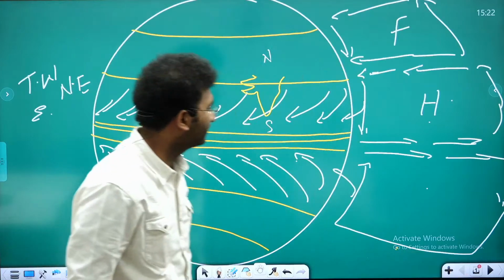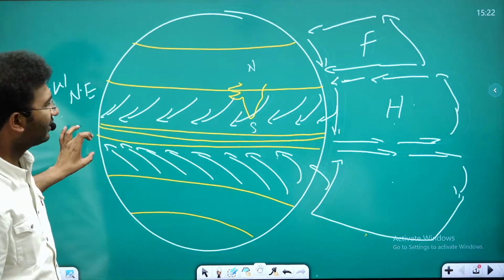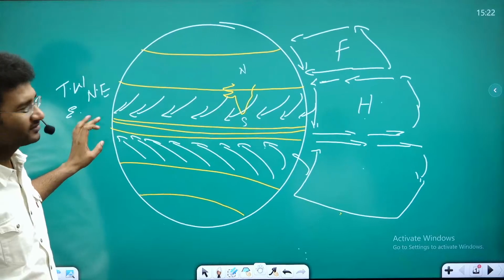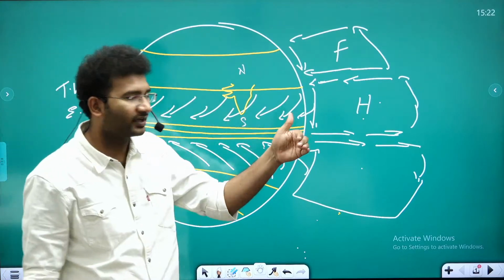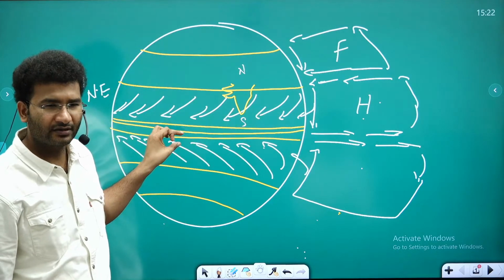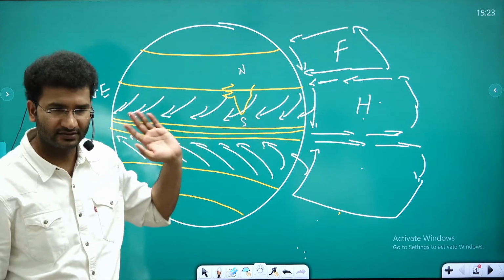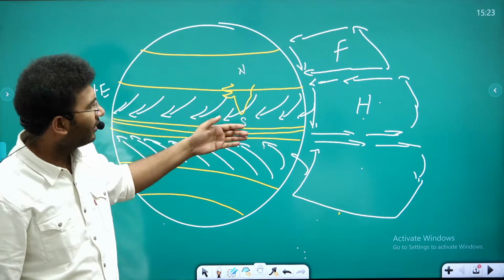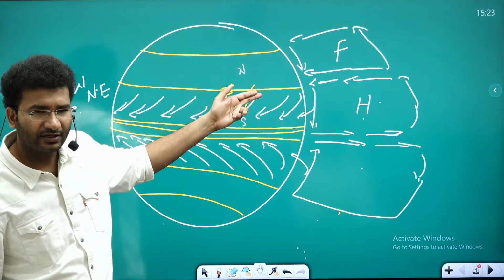I asked you a question, is ITCZ a low pressure zone or a high pressure zone? It is a low pressure zone because here the wind rises, right? यहाँ गर्म हो गया, एक pressure belt बन गया. Now this pressure belt, here the wind rises, right? And what is this intertropical convergence zone?